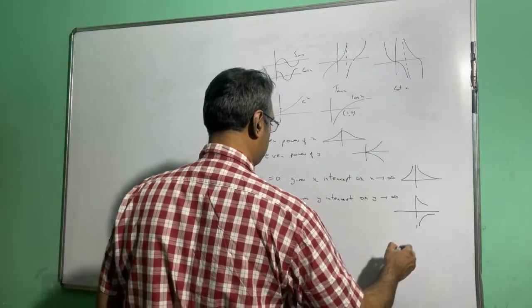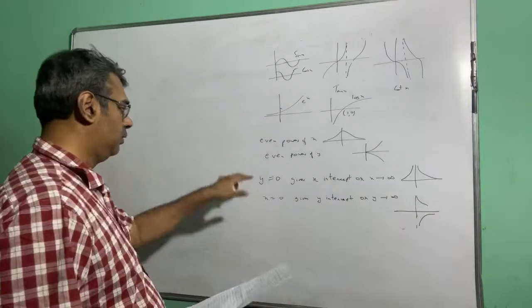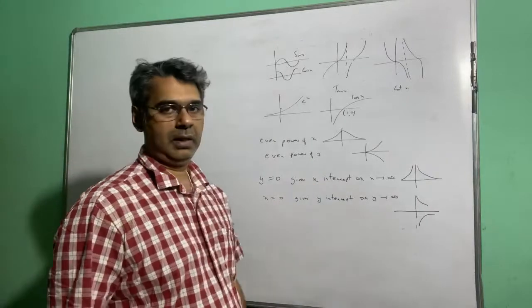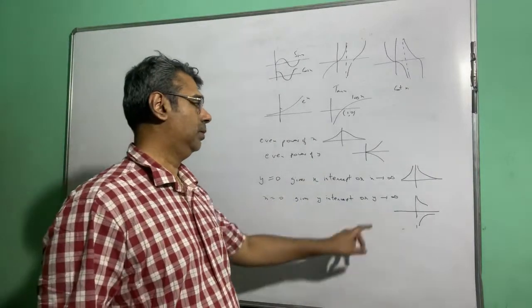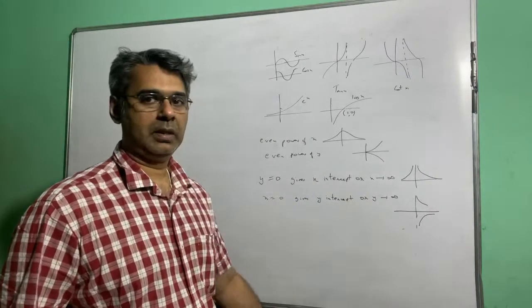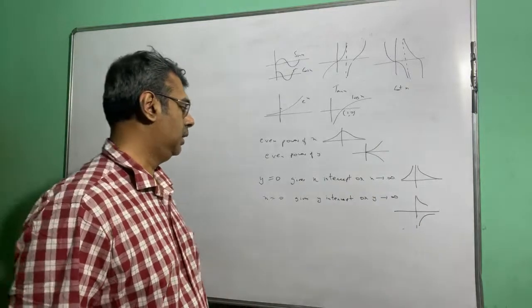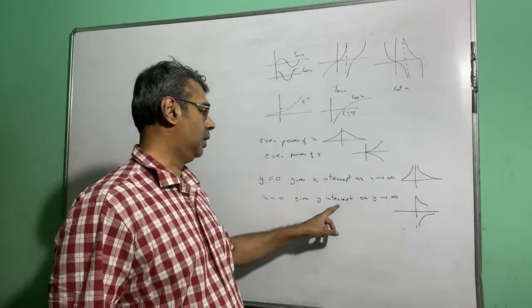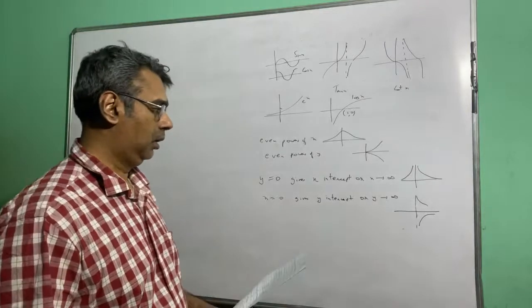So if you put y equal to 0, either you will get the x-intercept, or you may get x tends to infinity. That means the graph will touch the x-axis at infinity. Similarly, if you put x equal to 0, either you will get the y-intercept, or you will get y tends to infinity.